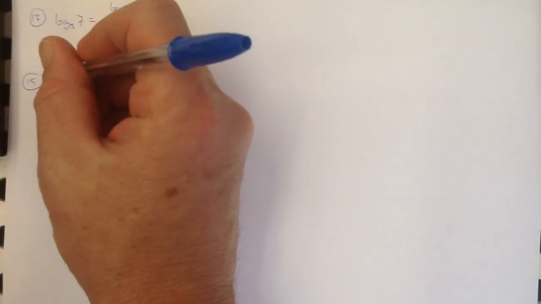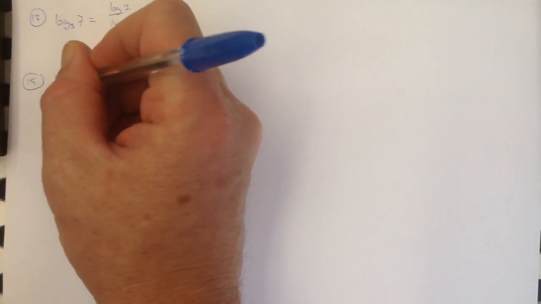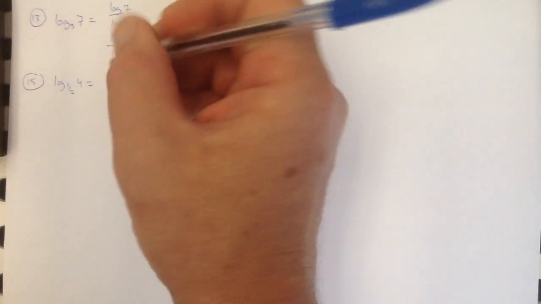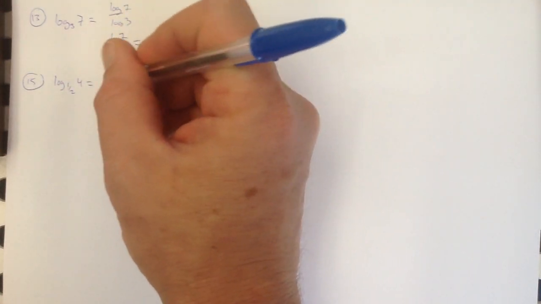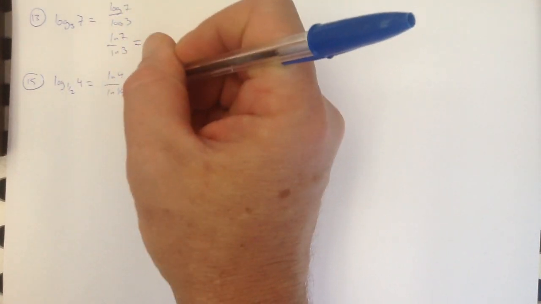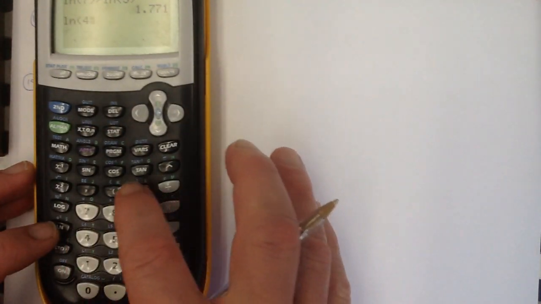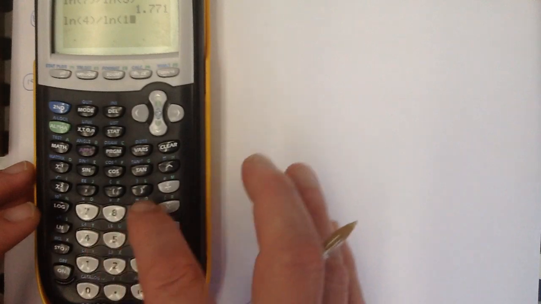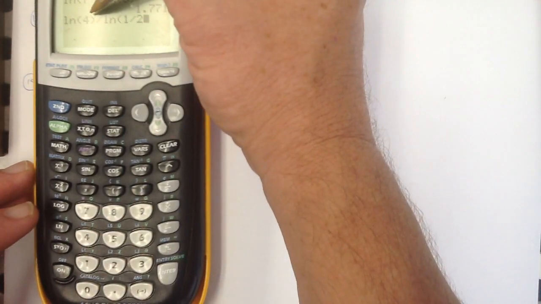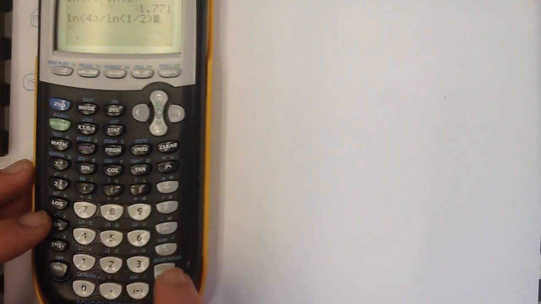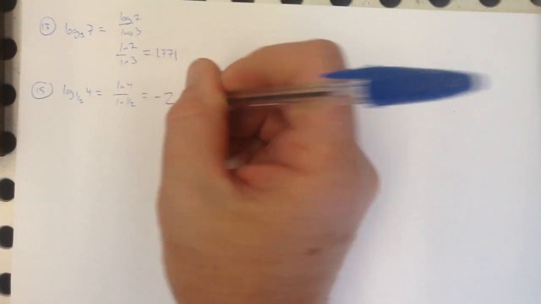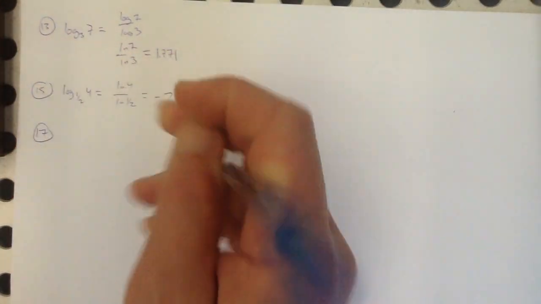So I'm going to use that one for the rest of these. So that means that log base 1/2 of 4 is the same as natural log 4 over natural log 1/2. If you do not close that parentheses right there, you are going to get the wrong answer. And it would be your fault, not the calculator's fault. So don't be doing that.